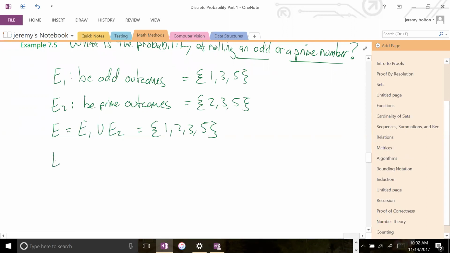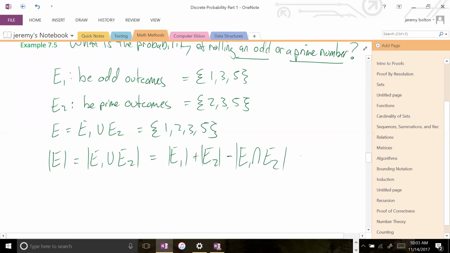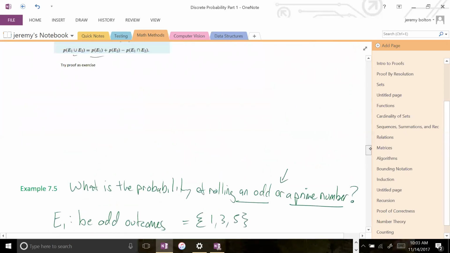1, 2, 3, and 5. However, if we knew the cardinalities of E1 and E2, then we know that this is simply going to be equal to the cardinality of E1 plus the cardinality of E2 minus the cardinality of E1 intersection E2. In this case, this was 3 plus 3, and then minus 2, equals 4.